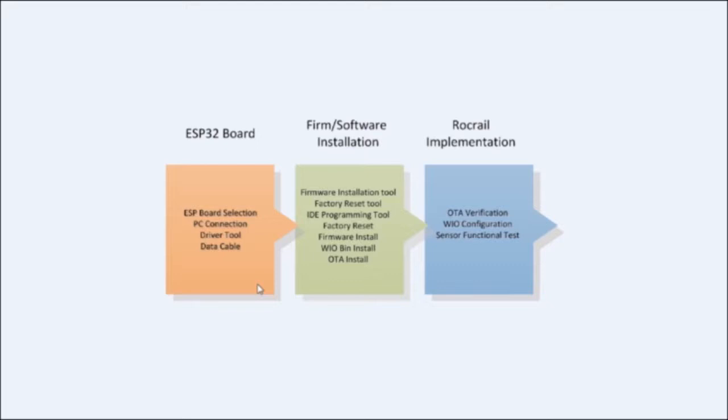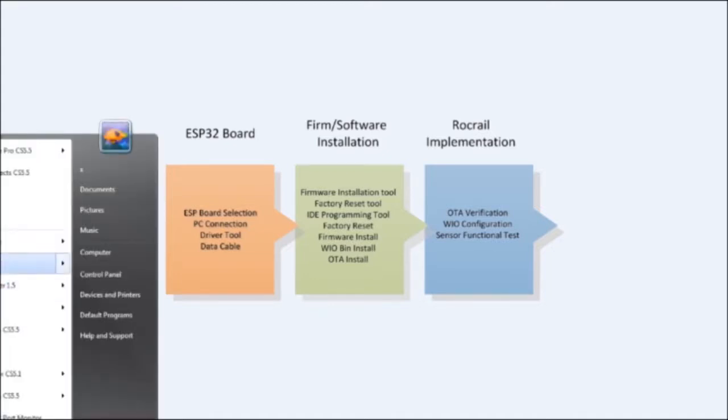So now let's go and look at the second operation, which is the firmware and the software installation process. Now the firmware, there's two tools that we're going to go over. One of the tools is a web-based tool, and then the other one is the IDE tool, which is the Arduino version of its IDE interface. So let's start with the firmware, and we're going to look at the ESP tool.